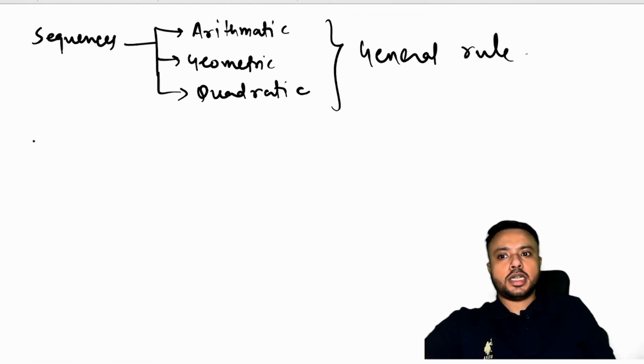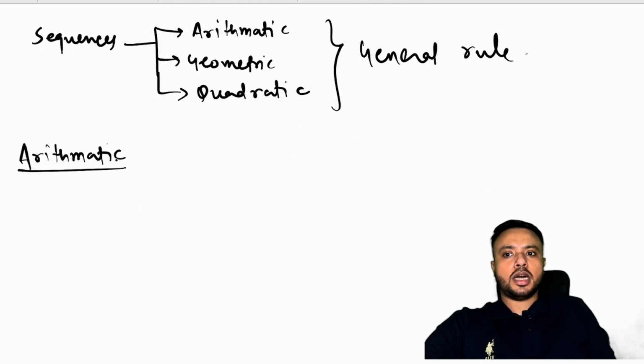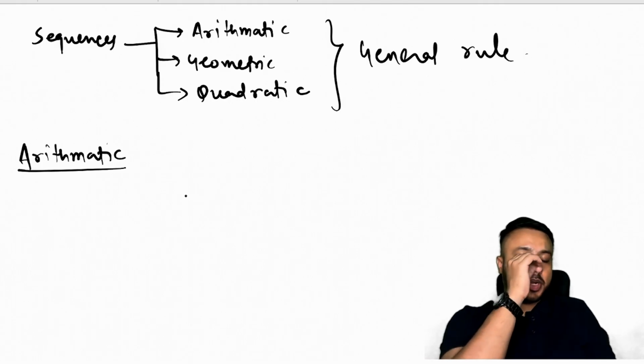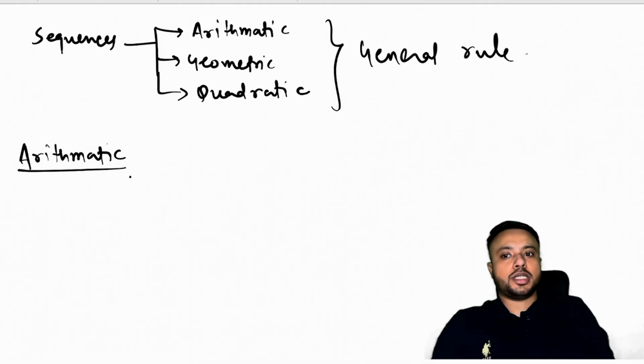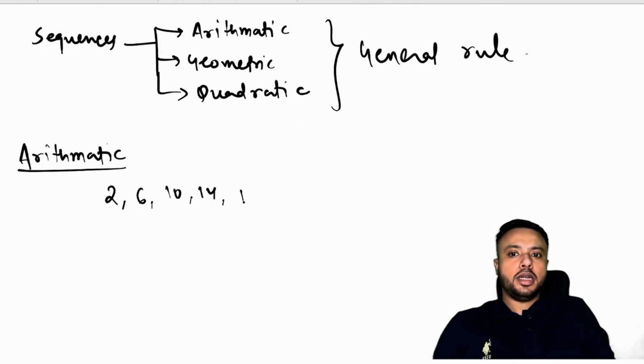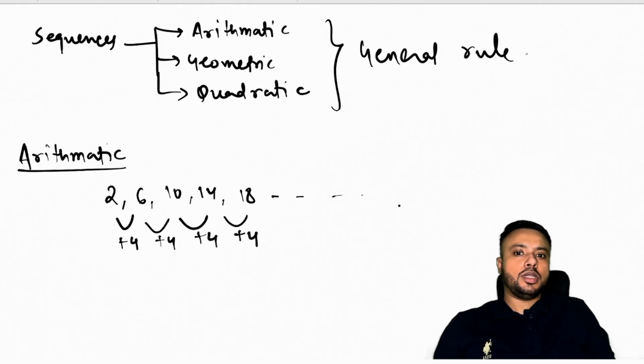So let's understand a little bit about arithmetic sequences. Arithmetic sequences are the sequences in which we add or subtract the same number to get the consecutive term. For example, let's say we have 2, 6, 10, 14, 18, and so on. So this is an arithmetic sequence. Why is it an arithmetic sequence? Because you can clearly see that we are getting the consecutive terms by adding a constant number, which is plus 4 over here.